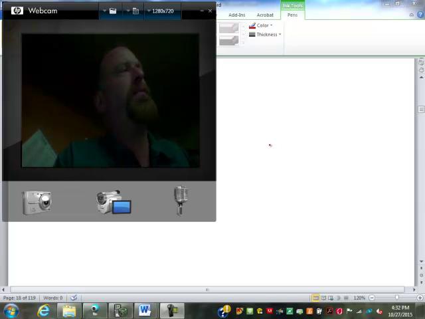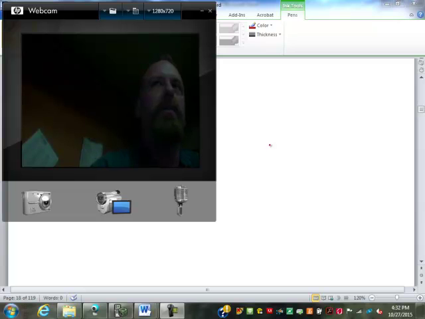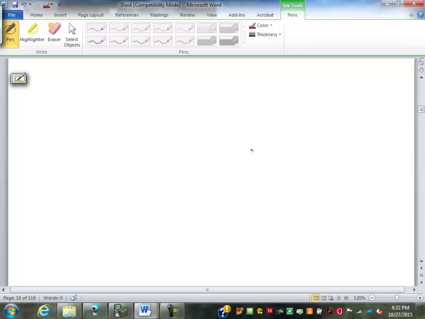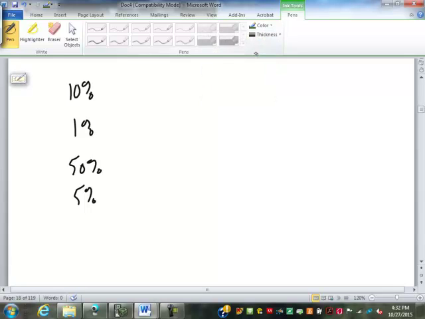Okay, so we left off talking about those benchmarks. So we're going to take a look, as promised, at how we use those benchmarks to calculate some percents. We looked at calculating 10%, 1%, 50%, and 5%. And there's actually a lot we can do with those. Let's just first take a number and find those percents.